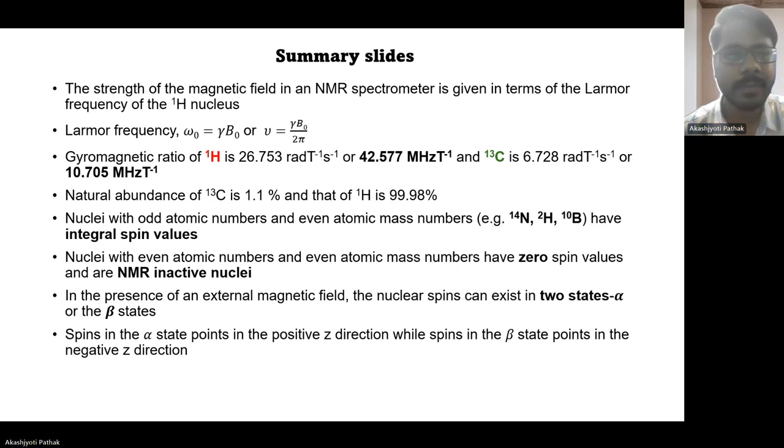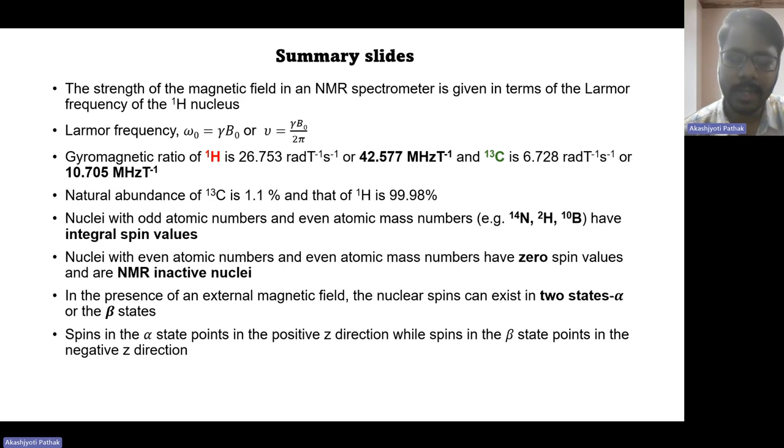So, as we learned, let's start with the first point. It says that the strength of the magnetic field in an NMR spectrometer is given in terms of the Larmor frequency of the proton nucleus. So what is the Larmor frequency of a nucleus?